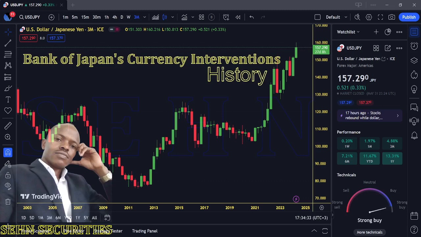Being flexible and ready to adapt trading strategies based on the likelihood of intervention is equally important. This might involve reducing position sizes or adjusting leverage to mitigate risk.